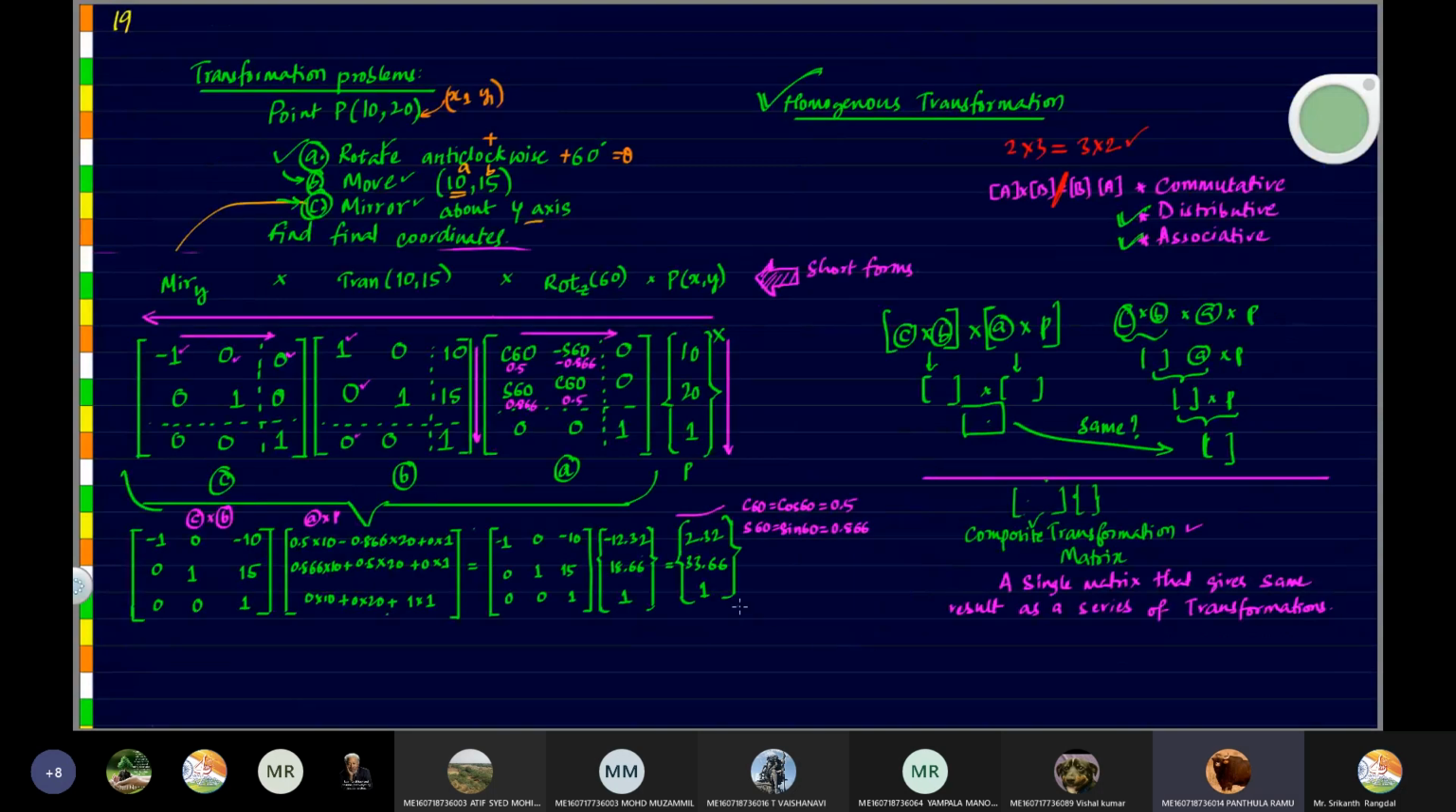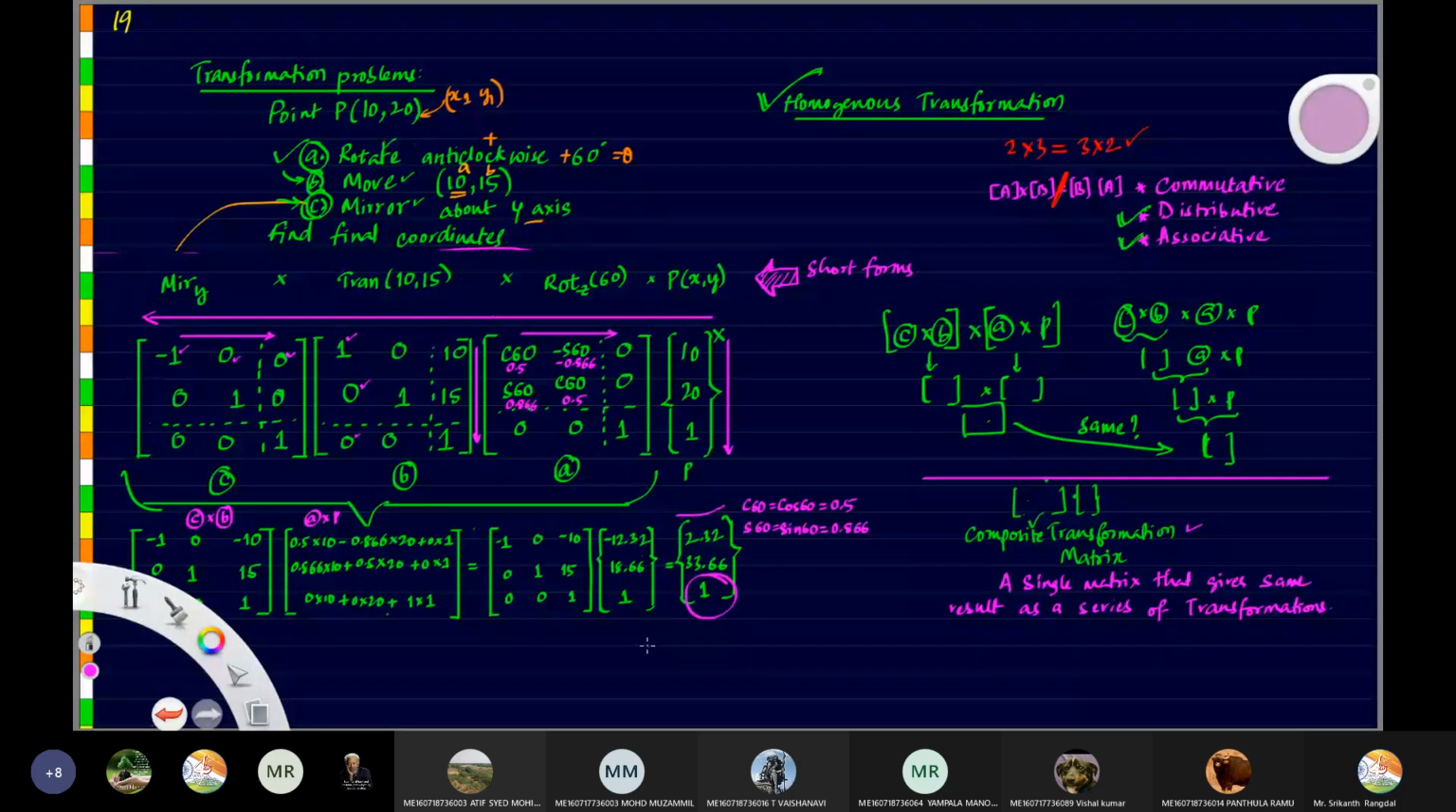One extra term we are getting here, but not to worry. That final term is just to adjust the 3 by 3 matrix, so you can just ignore it. That part is to be ignored. The result is the same, isn't it? So this is one way to solve.